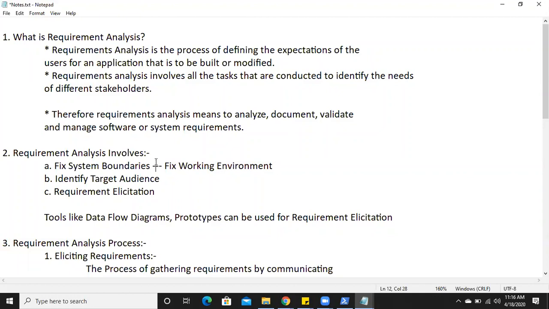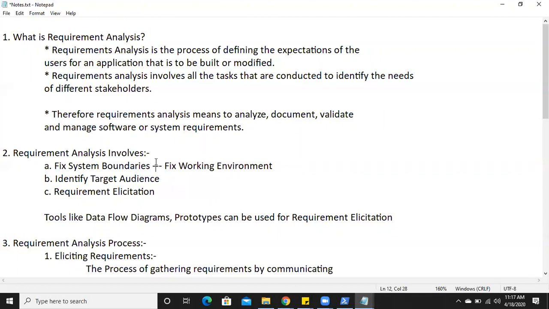Those are the boundaries of our system. Like what are the target audience, or next point is identify your target audience. So while defining our system boundaries, I will surely identify my target audience. Who are my target audience?